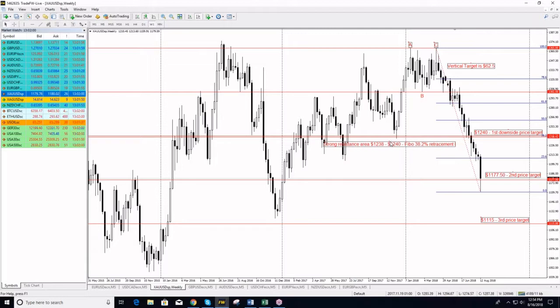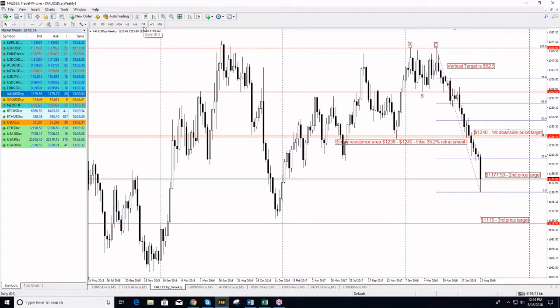So we have identified a very strong resistance area here at 1238 to 1240. So if this is the end of wave 3, then the upside correction might go up to this area, which was the first downside target and is now a resistance. Okay, and then continue further down to meet our third price target.